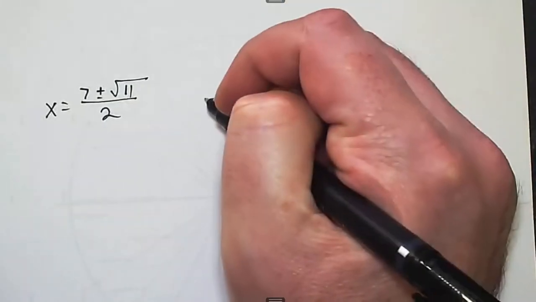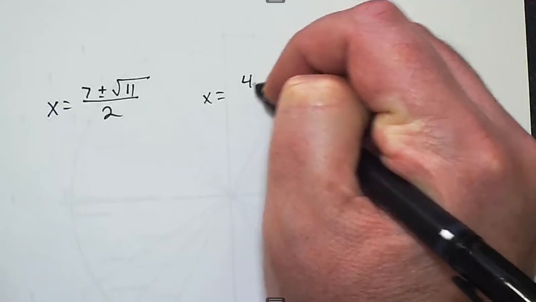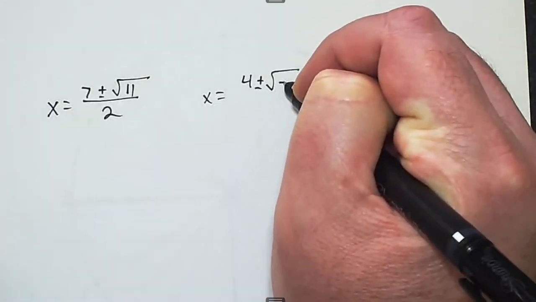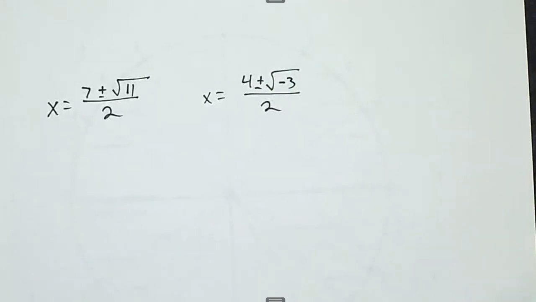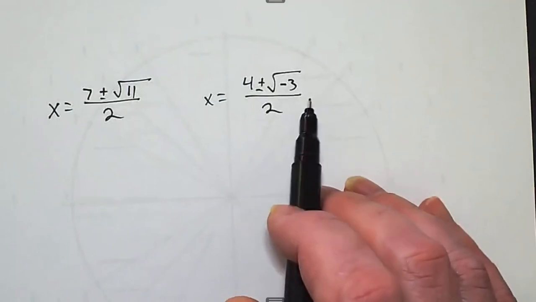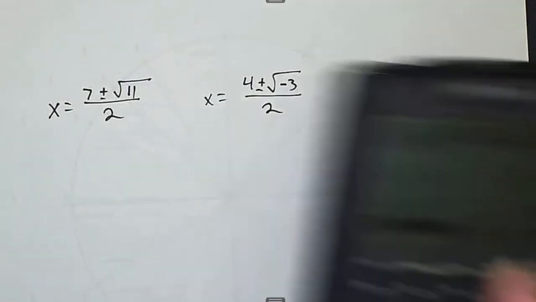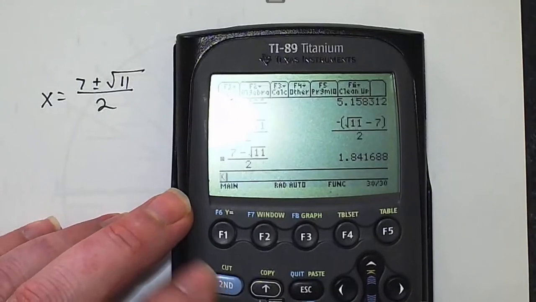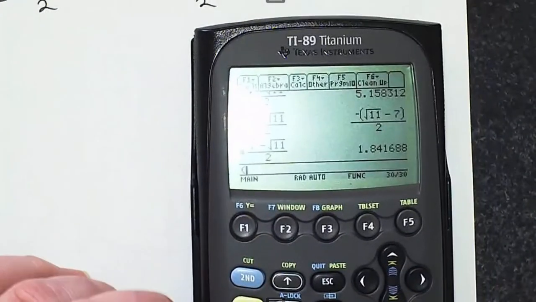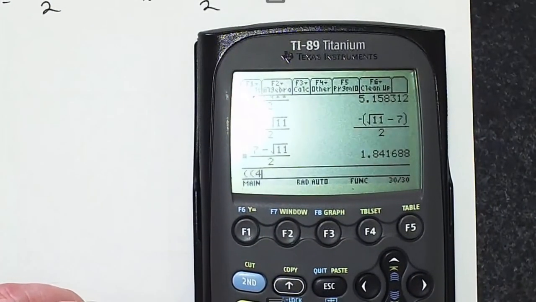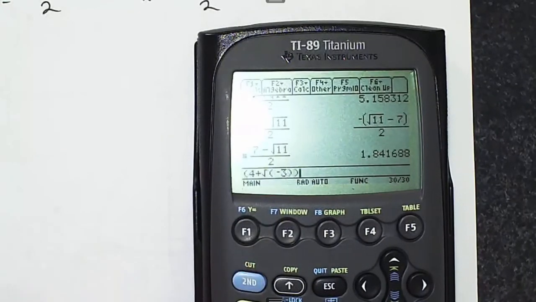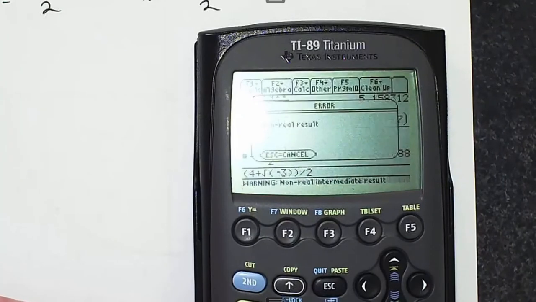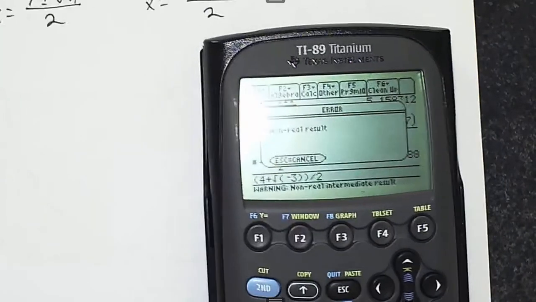Okay, another one I was doing, I got this. I got 4 plus or minus the square root of negative 3. So is that real or not? Why is it not a real solution? Right, and we could try to do that. So here, 4 plus the square root of negative 3 over 2. And you'll see I get an error, non-real result, right?